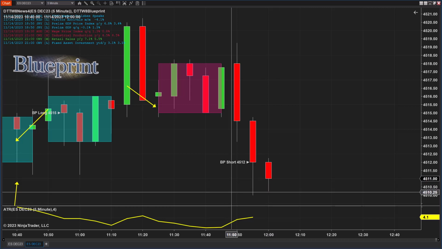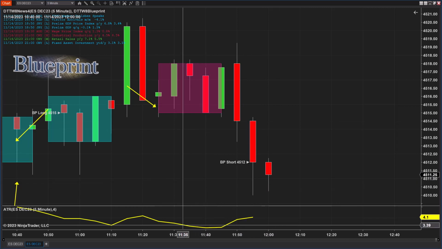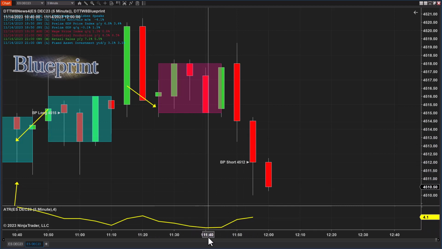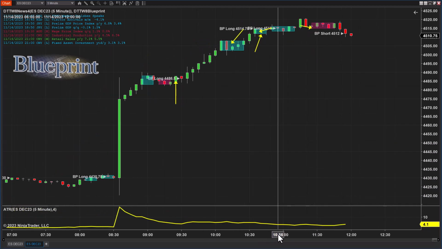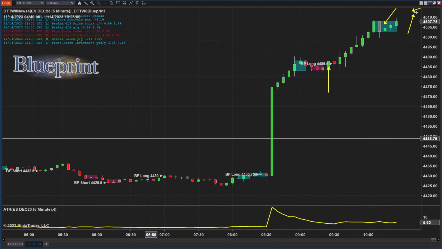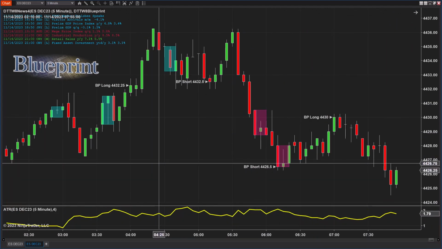Okay, so that is the 5 minute chart. I showed you the 1 minute chart. I showed you the 15-second chart. It's pretty powerful. Now, I don't trade overnight, but if you do want to trade overnight, these are the signals.